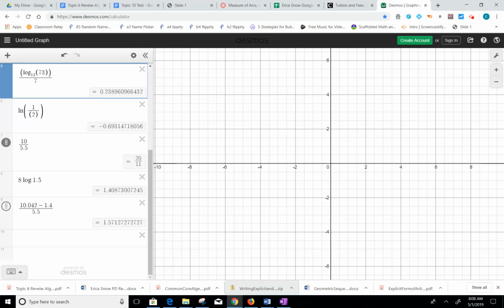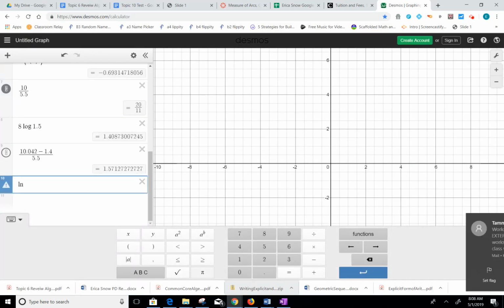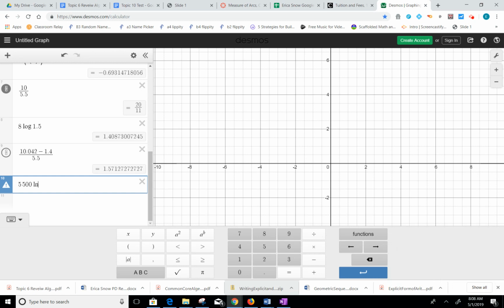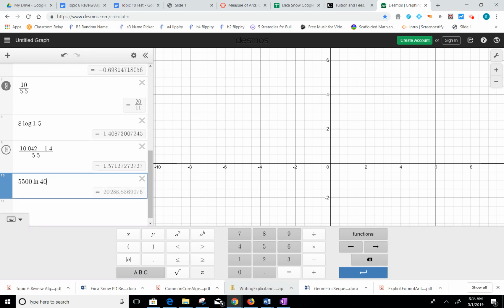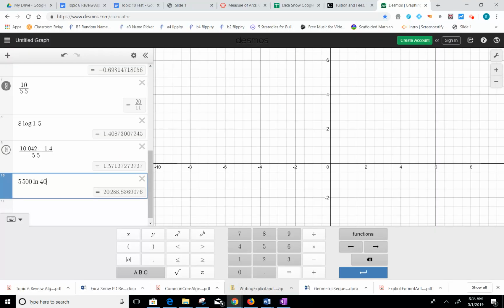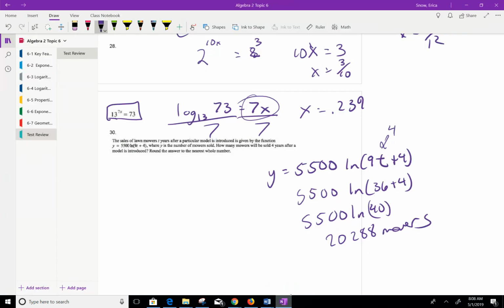And of course, I'm back in Desmos. ln 5,500 ln of 40 gives me 20,288. So 20,288 mowers. Oh, it does say to round to the nearest whole number. I didn't know if I needed to round up. Oh, I do. So that's going to be a 9. Where'd my eraser go? There we go.